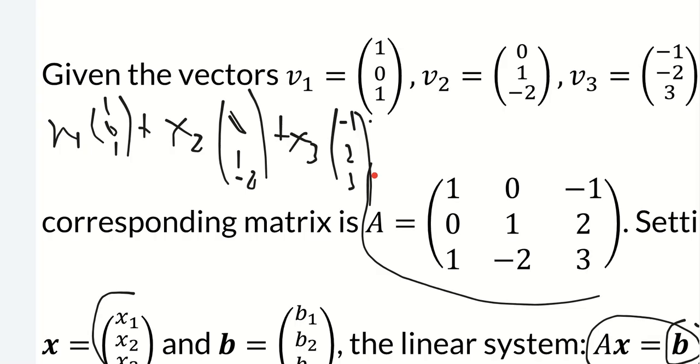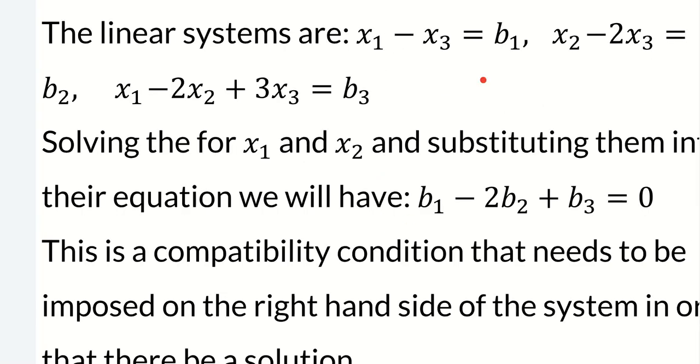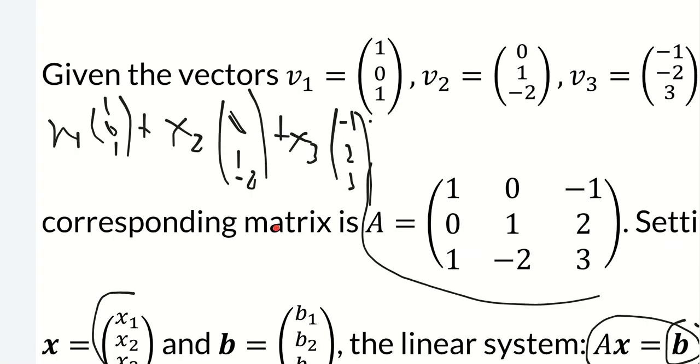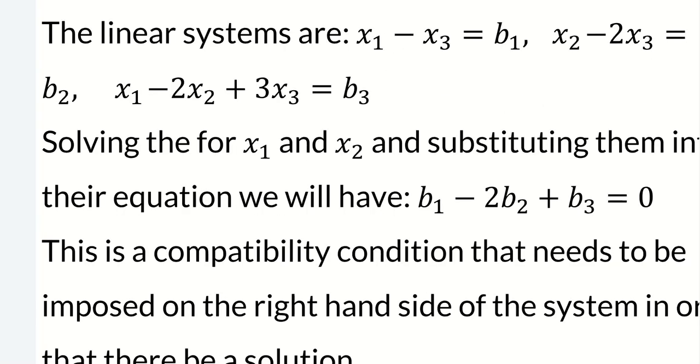Now we have this. So if we expand it, we end up getting x1 minus x3 is equal to this, then we get this equation. Can you confirm for me? Let's try to confirm one of them. So you get x1, then here becomes 0. So x1 minus x3 will be equal to b1, because here's 1, here's negative 1. So that means this is correct. Then we also have this, and we also have that. Look at this carefully, right?